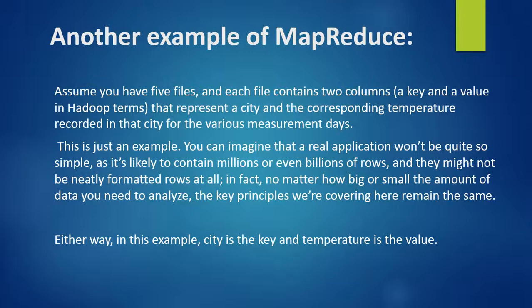That was one example. Let's take a look at another example of MapReduce. Assume you have 5 files, and each file contains 2 columns, a key and a value in Hadoop terms, that represent a city and the corresponding temperature recorded in that city for the various measurement days. This is just an example, but you can imagine that a real-world application will be quite different, as it's likely to contain millions or even billions of rows, and they might not be neatly formatted rows at all.